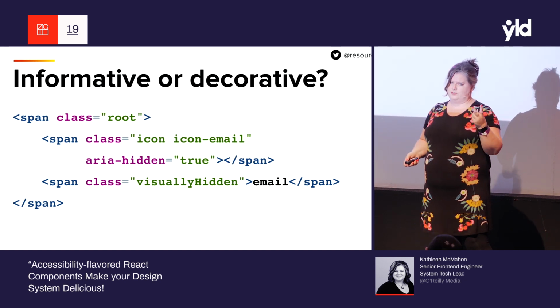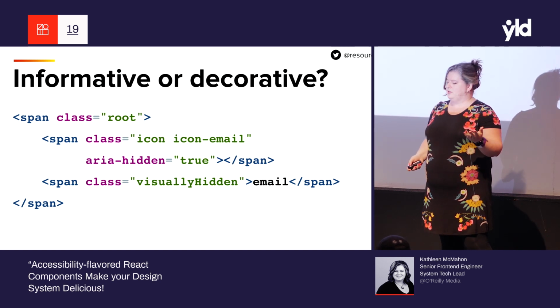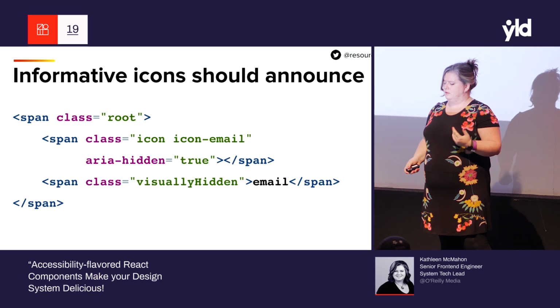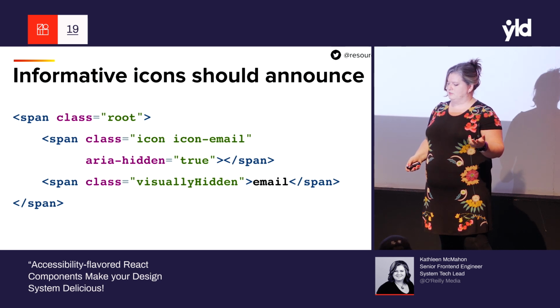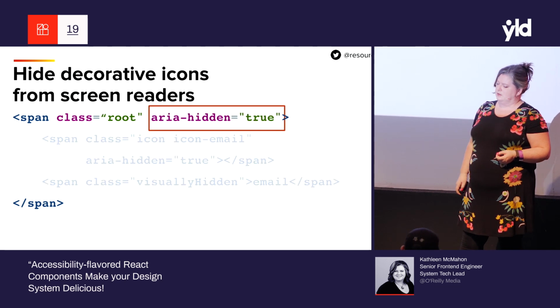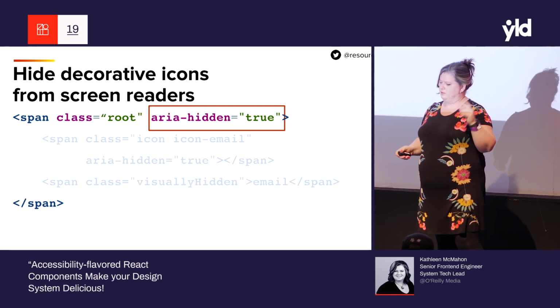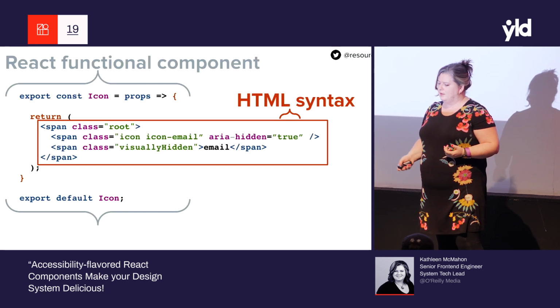But remember, we have 2 types of icons, informative and decorative. So do we need to modify anything? Well, informative icons should announce, so we don't modify anything in this pattern. But if it's a decorative icon, we need to hide it from screen readers, so we'll add a pinch of aria-hidden true to the wrapping span. We'll take it completely out of the screen reader's flow.